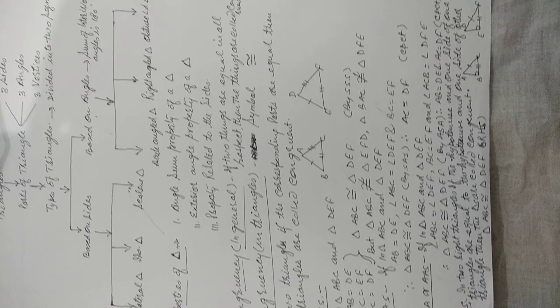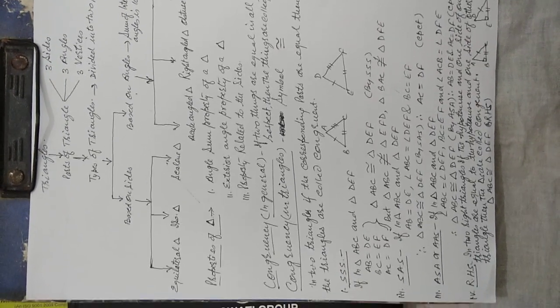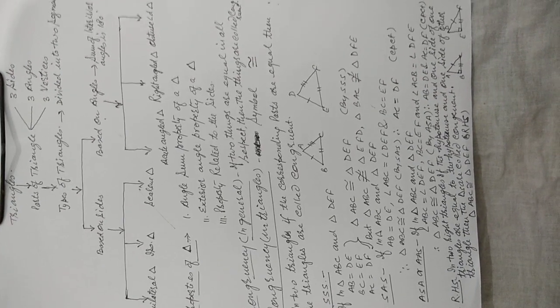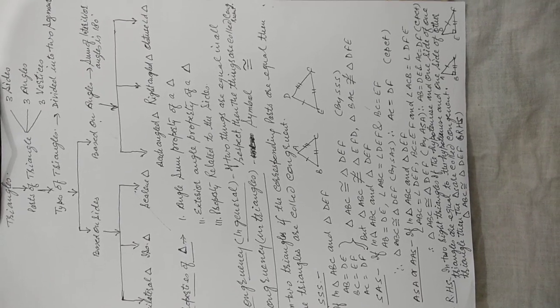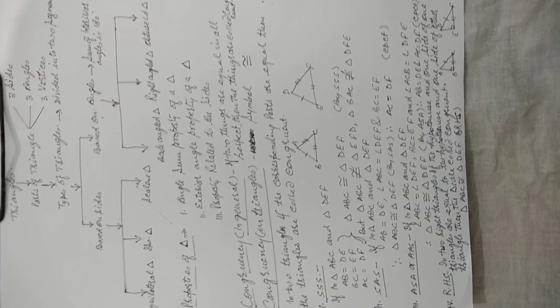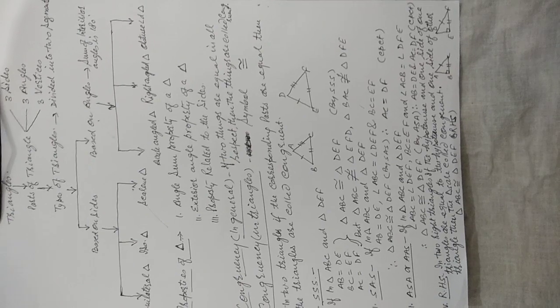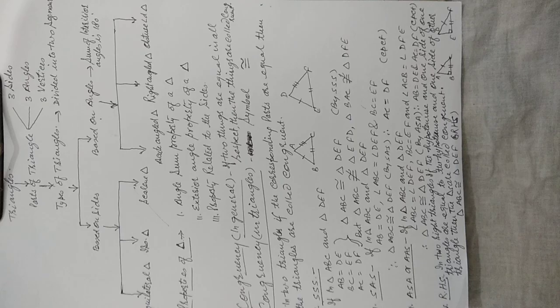So children, this is about the properties of the congruency in the triangles. On the basis of these properties, we'll start the exercise first, second and third, and you know the new syllabus. So the things which are given in our new syllabus, we'll learn them, we'll do the exercise based on those, and then we'll start exercise from 1 along with the solved examples.